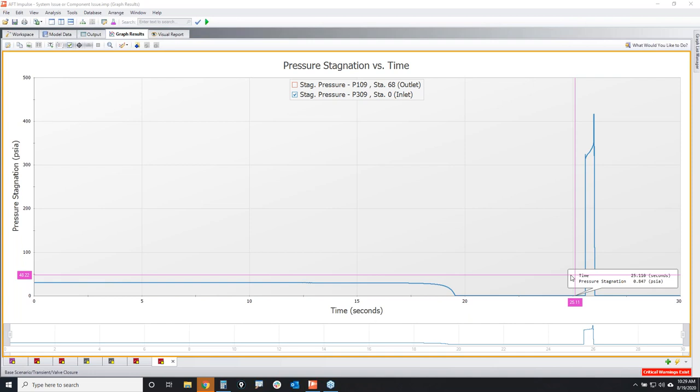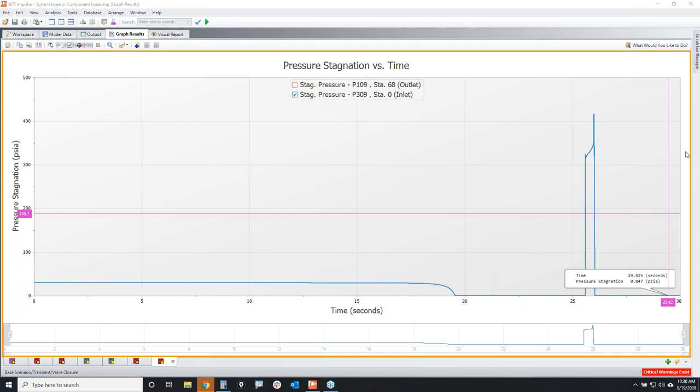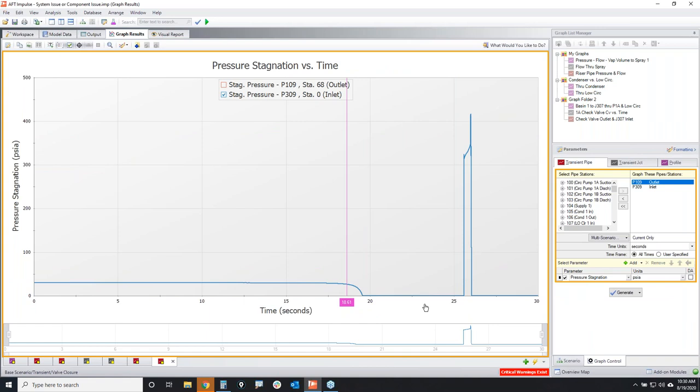Well, what's going on here? How can I see that that's actually a spike due to cavitation? Well, let's open our graph list or our graph control window up. And right now, I'm only plotting the pressure. Let's go ahead and add another parameter on there. So I'm going to add another parameter, and I'm going to look at vapor volume. And then I'm also going to look at flow. I'm going to look at volumetric flow rate.